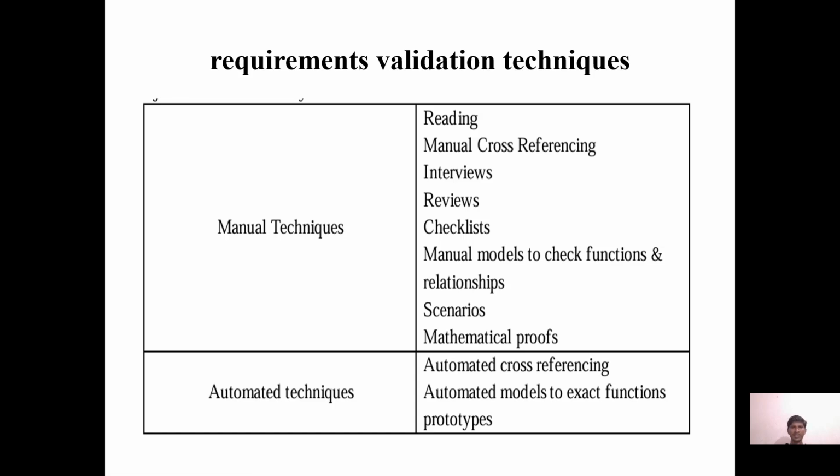Requirement validation techniques: there are different requirement validation techniques. One is manual techniques, and the next one is automated techniques. In manual techniques, we will be reading and checking and manually cross-referring, interviews, reviews, checklists. Likewise, these are all the different manual techniques. In automated techniques, you will have automated cross-referencing, automated models to extract the function prototypes, etc.